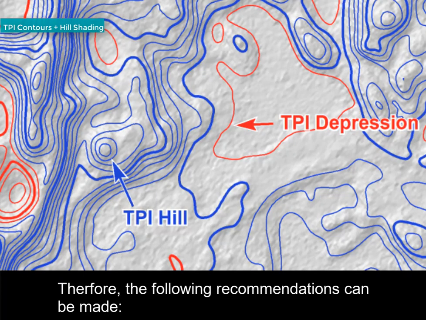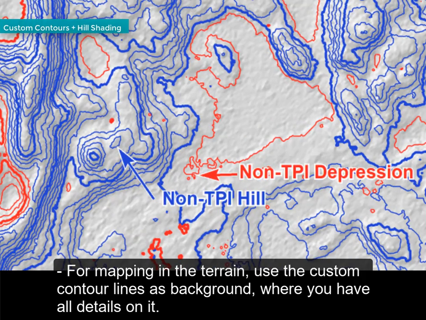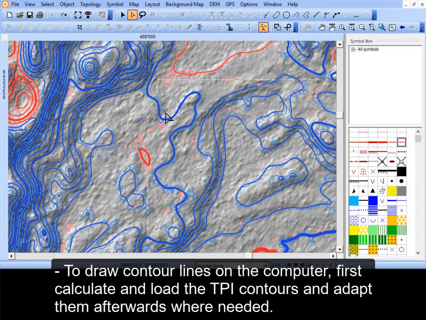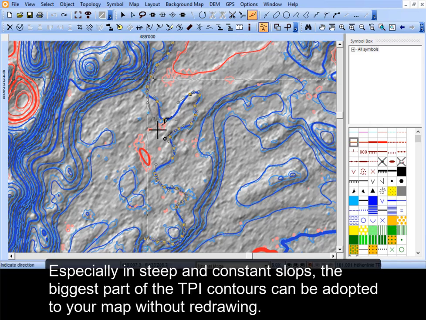Therefore, the following recommendations can be made. For mapping in the terrain, use the custom contour lines as background, where you have all details on it. To draw contour lines on your computer, first calculate and load the TPI contour and adapt them afterwards where needed. Use the reshape function for that. Especially in steep and constant slopes, the biggest part of the TPI contours can be adapted to your map without redrawing.